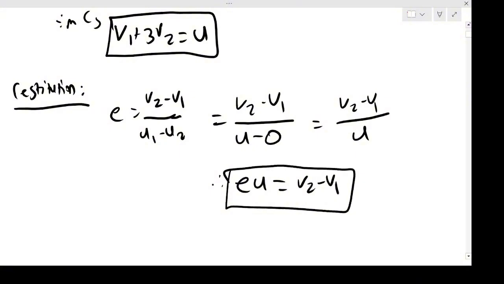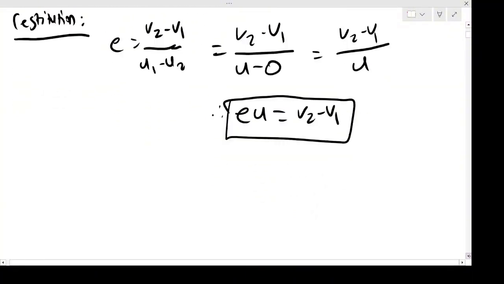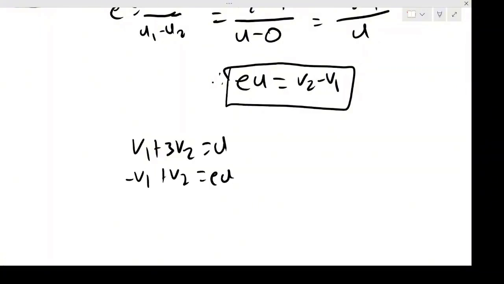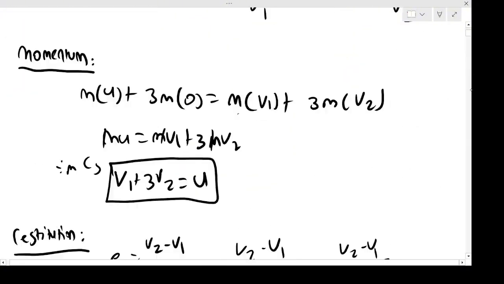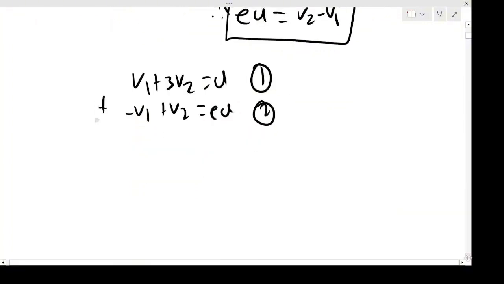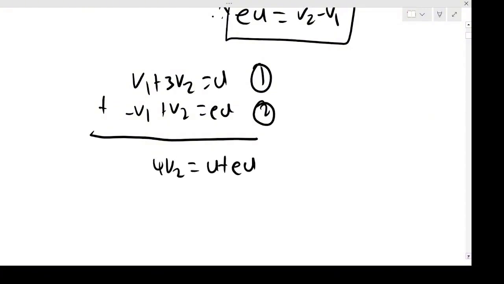Again, there's a lot of algebra here, but now if I combine them, if I state them again, we have v1 add 3v2 is u, and also minus v1 add v2 is eu. So I've got these simultaneous equations here. Again, there's a lot of algebra, a lot of letters here, but if you just pause, have a think, we can simply add these equations together to get rid of v1. So the idea is to solve for v1, v2. We can add to get rid of v1. So then we're going to get 4v2 is u plus eu. Okay, hopefully happy with that.